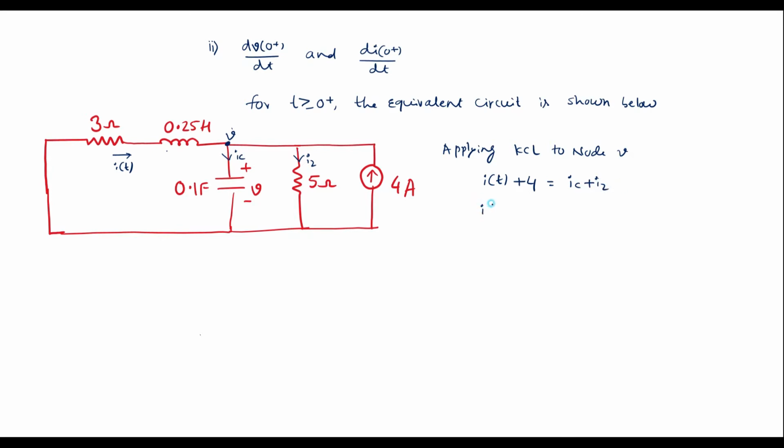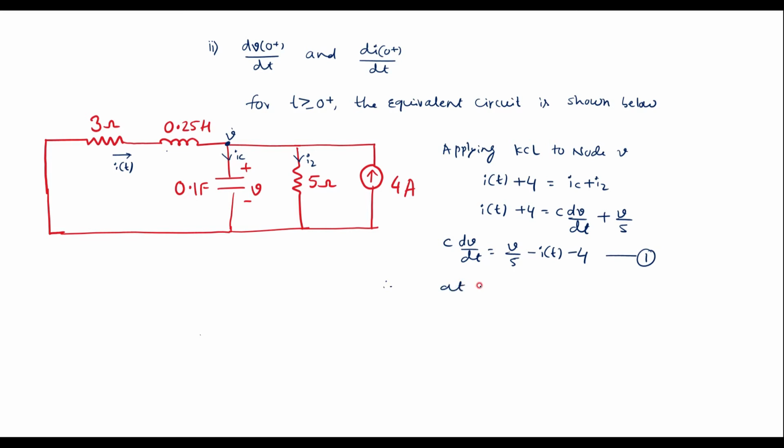So I can represent it as I of t plus 4 is equal to IC, that is the current through the capacitor, which can be represented in terms of voltage as C dV by dt, plus I2, which can be represented as V by 5. Simplifying this, I can write C dV by dt is equal to V by 5 minus I of t minus 4. We'll call it equation number 1.